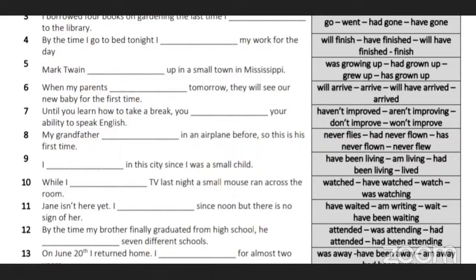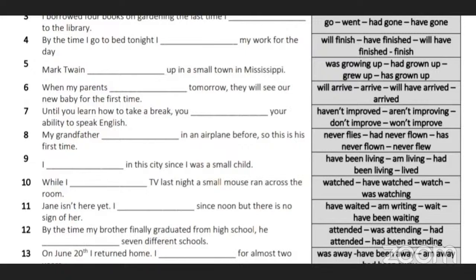Simple past tense. Okay. For example, if you say I dash in Delhi, you will say I was born in Delhi. In the same way, you are using the past form of grew. Mark Twain grew up in a small town in Mississippi. We move to number 6.